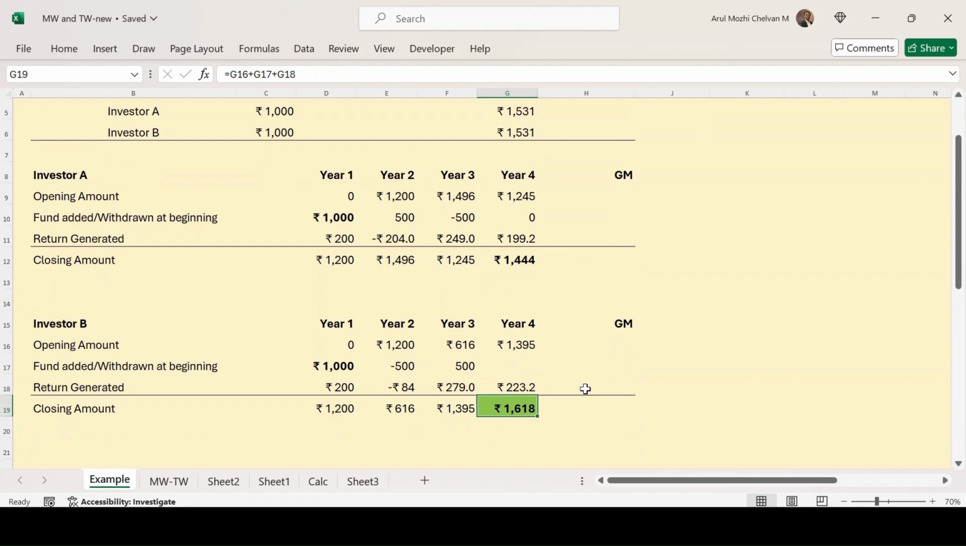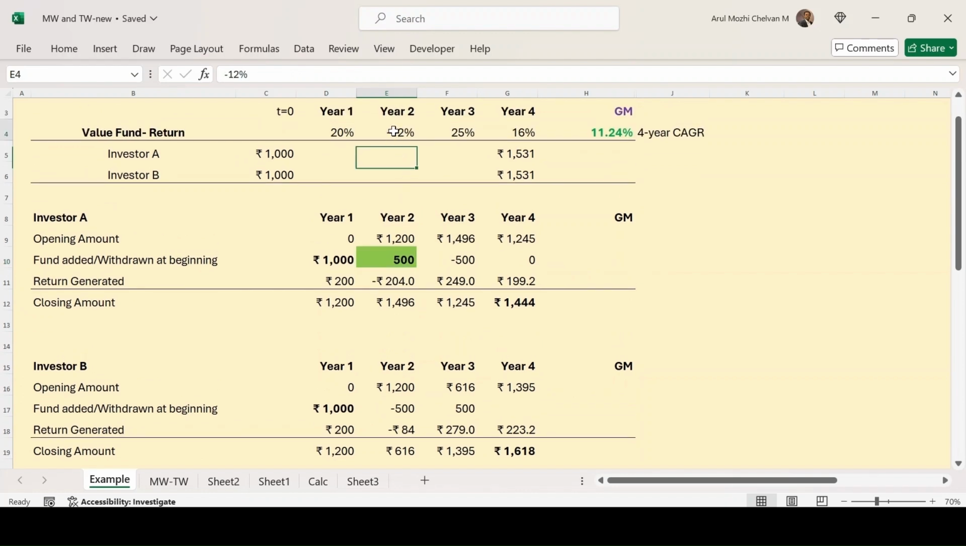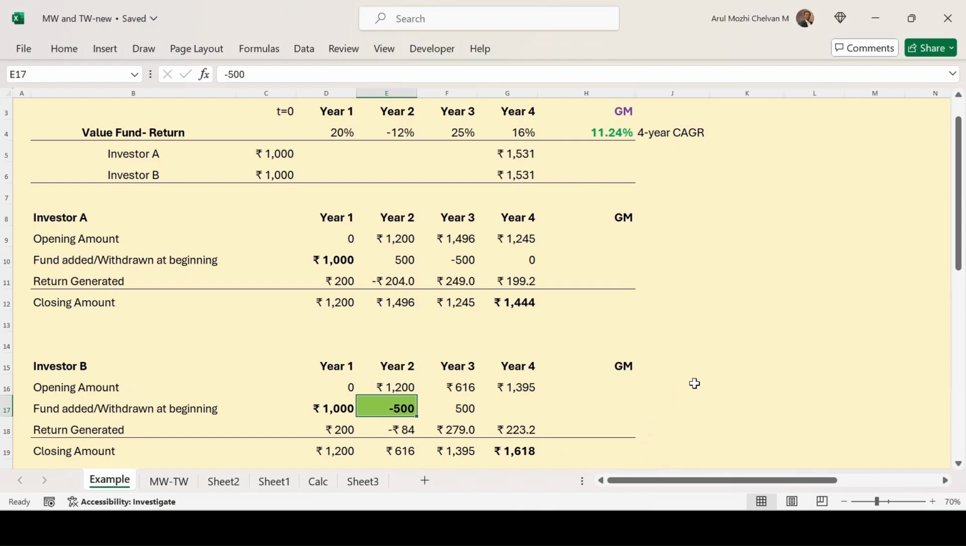Simply put, the timing of cash flows impacts their return. Now let's explore the reasons. Investor A contributes rupees 500 at the start of year 2, that is just before the fund suffers a negative return of 12%. Conversely, investor B withdraws rupees 500 at the end of year 1, coinciding with the fund's 12% negative return, resulting in a loss of only rupees 84 on the remaining rupees 700.